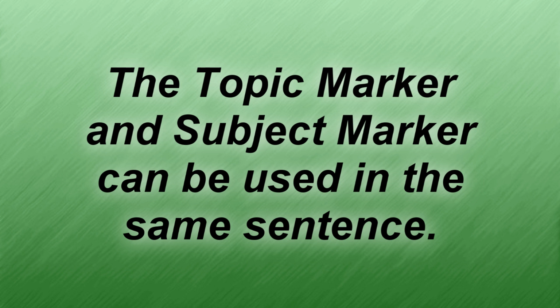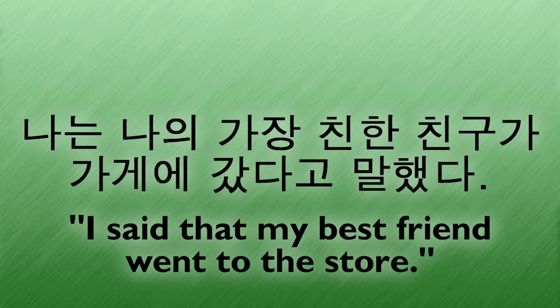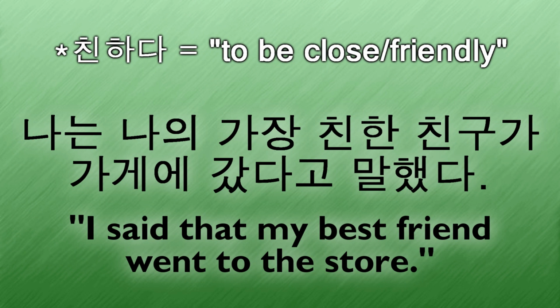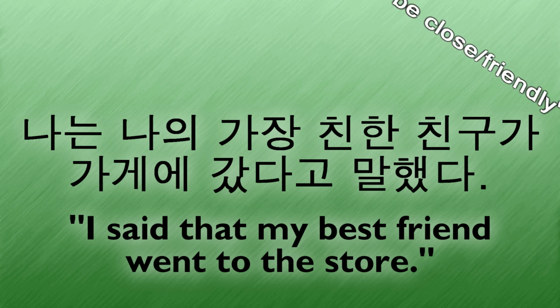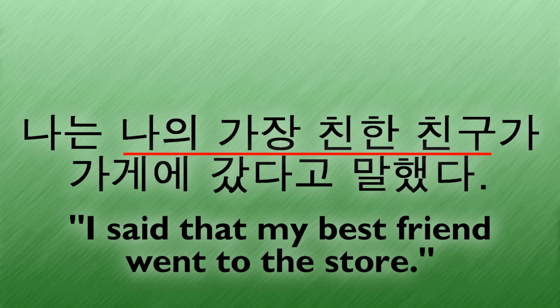Now here are some examples of how to use both the topic marker and the subject marker in the same sentence. Hopefully this will help you to understand the different roles they play. 나는 나의 가장 친한 친구가 가게에 갔다고 말했다. I said that my best friend went to the store. Whenever someone is saying a quote, the person saying the quote, 나, will be followed by the topic marker, and the subject of the quote, 나의 가장 친한 친구, will be followed by the subject marker.